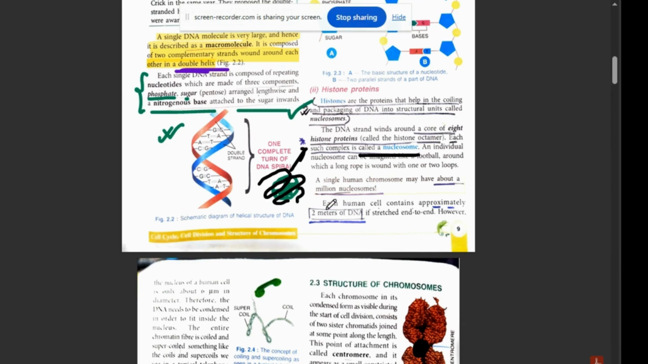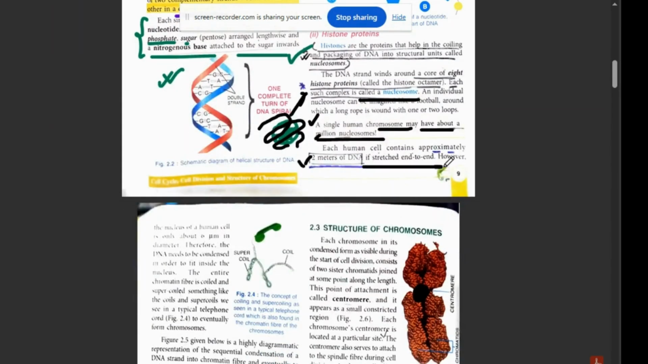This is a real life example given, but in here the football is the 8 histone proteins, and the rope that is wrapped around it is the DNA strand. Okay, a single human chromosome may have about 1 million nucleosomes. Okay, not that important. Now, what is the actual size of a DNA? I mean, the whole length is 2 meters, but that is if stretched end to end.